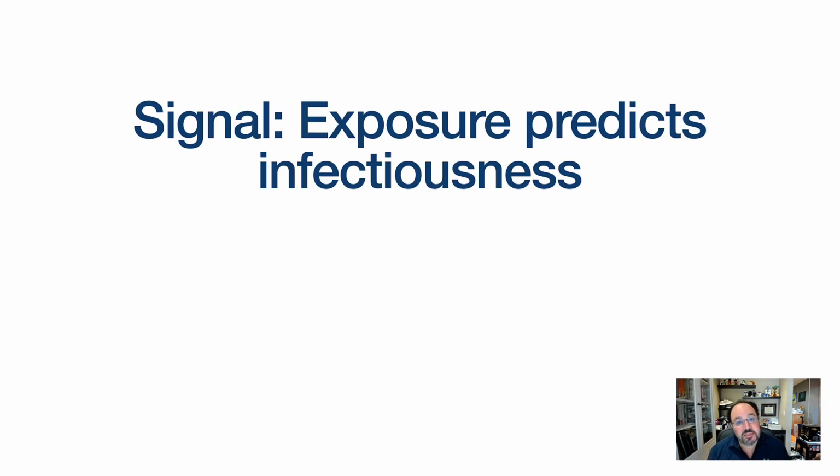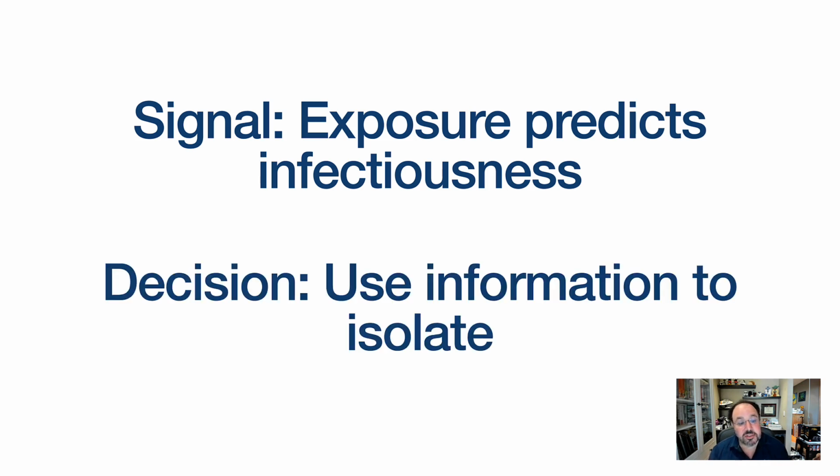So the signal is that exposure predicts infectiousness. If someone is infectious and you know who's been exposed to them, you can therefore increase your risk assessment, your signal of them also being infectious and infected themselves. The decision that this signal is informing is to use the information to isolate those individuals. In other words, rather than isolate everybody, we're isolating a much smaller set of individuals. That's still with error, but it's a smaller error.